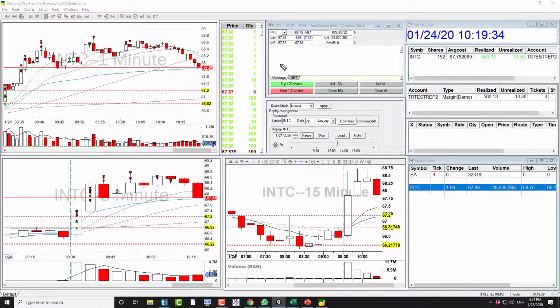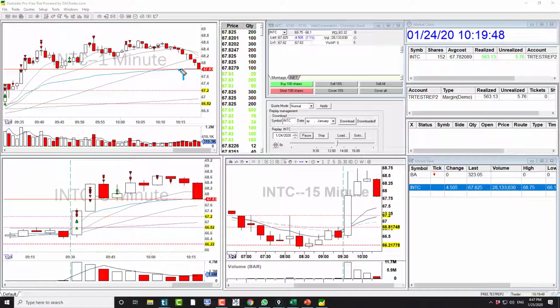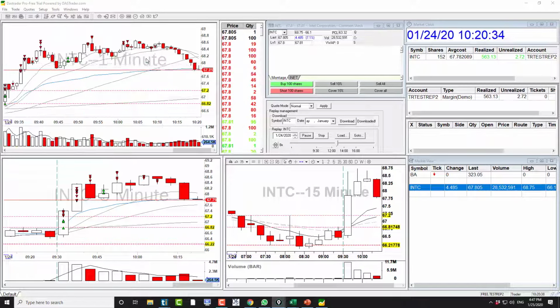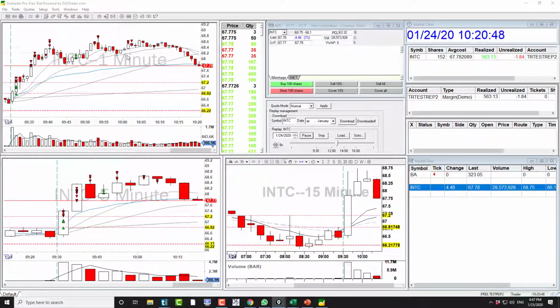Again, the most important line is this red line. It's just constantly going down. Nobody pops it up, nobody is pushing it up. Now a little bit goes up, but most of the time it's just ticking down, ticking down, ticking down. Yeah, so now it's coming down.